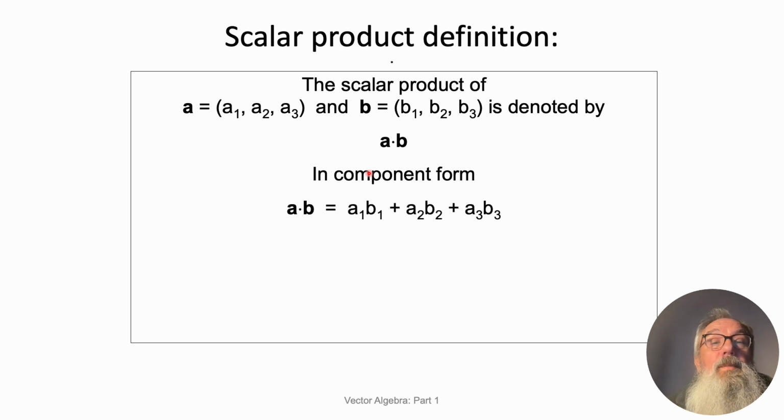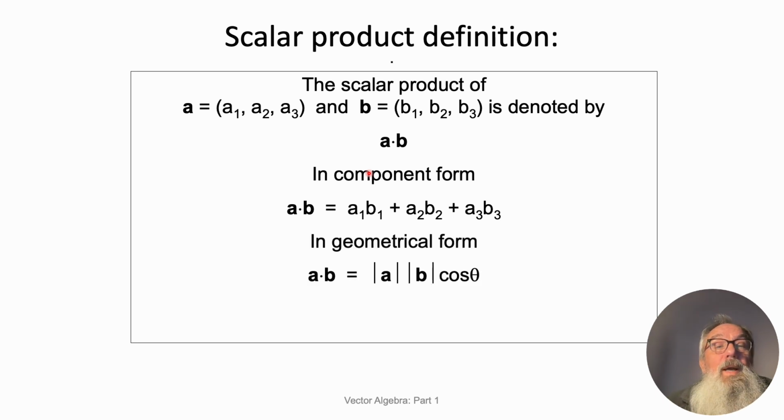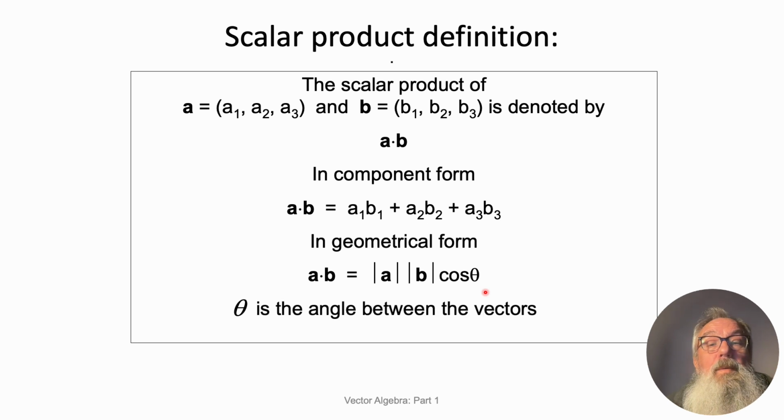In component form, this would be A dot B equals those three, and in geometric form, A dot B is equal to magnitude of A times the magnitude of B cos theta, where theta is the angle between the two vectors. This is quite handy if you're doing some geometry, working out angles. That would be very difficult if we weren't working in vectors. The angle is between 0 and pi.